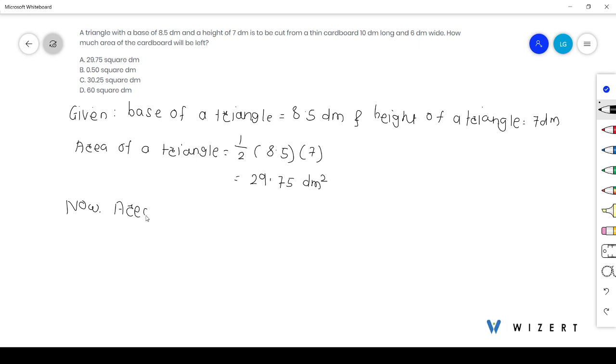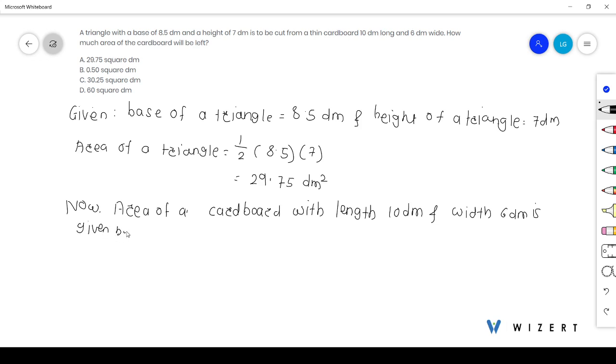Now, area of a cardboard with length 10 decimeters and width 6 decimeters is given by area of a cardboard equals to length into width, that is 10 into 6, that is 60 square decimeters.